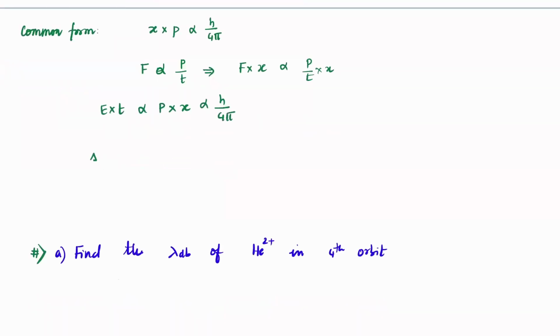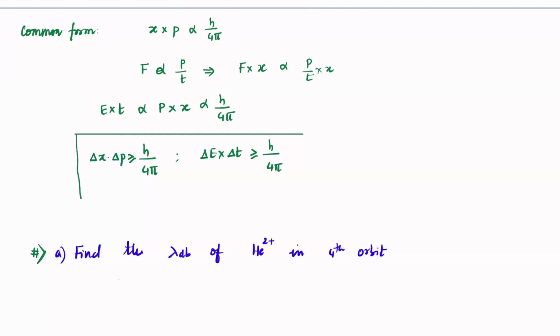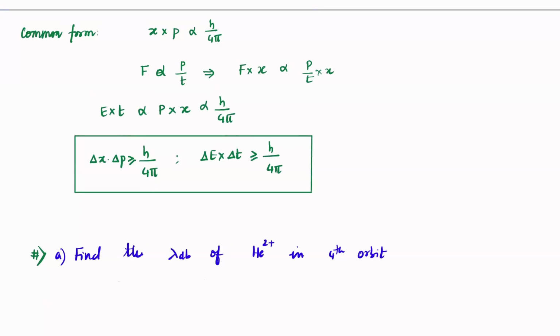That is delta x dot delta p. If this is greater than or equal to h by 4 pi, the same logic can be applied even when you have delta E into delta T. That will also be greater than or equal to h by 4 pi. Clear now? So in any form that is the question asked, whether this information or the energy's information given, times information given, you can always use this part.